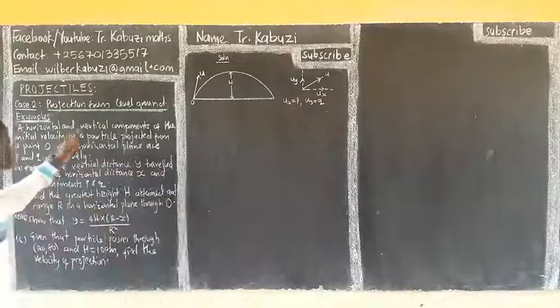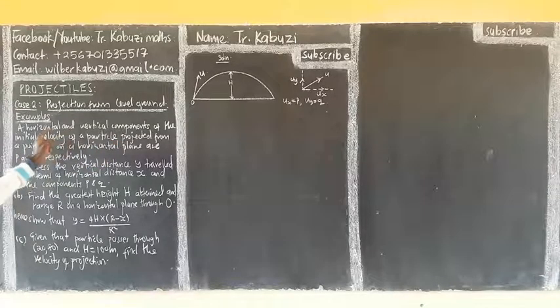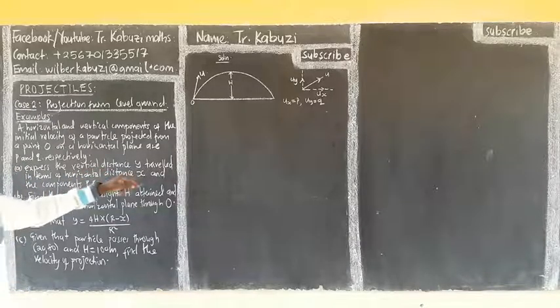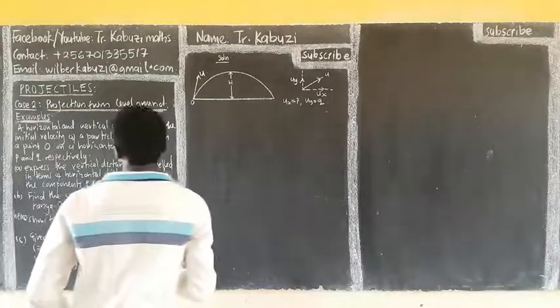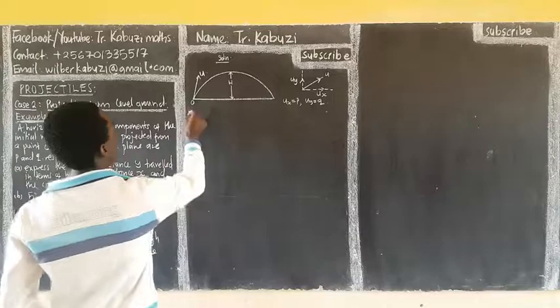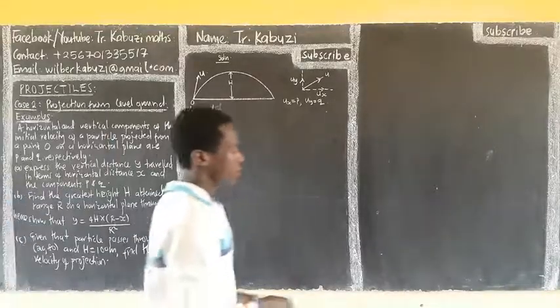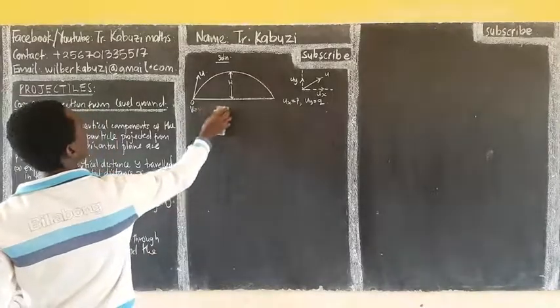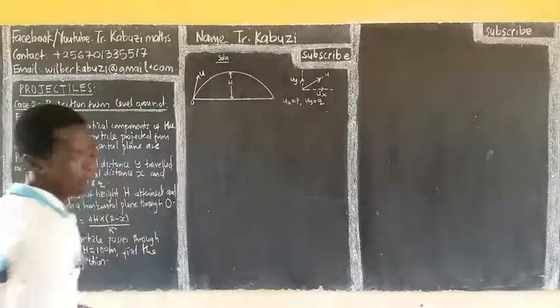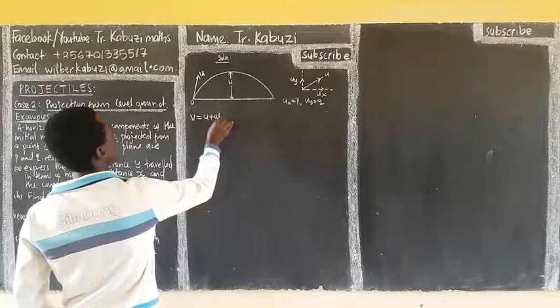From here, the horizontal and vertical components of initial velocity of the particle are P, meaning P is horizontal, then Q is vertical. Express the vertical distance Y traveled in terms of horizontal distance X, P and Q. So first of all, we use our first equation of motion, V equals U plus at.